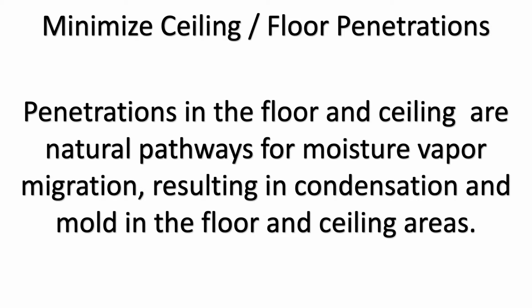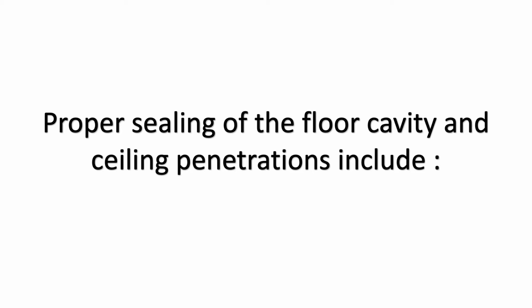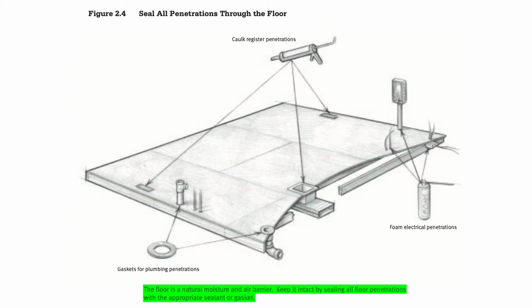Minimize ceiling and floor penetrations. Penetrations in the floor and the ceilings are natural pathways for moisture vapor migration, resulting in condensation and mold in the floor and in the ceiling areas. Proper sealing of the floor cavity and the ceiling penetrations. These include: seal all penetrations through the floor. The floor is a natural moisture and air barrier. Keep it intact by sealing all floor penetrations with the appropriate sealant or gasket.